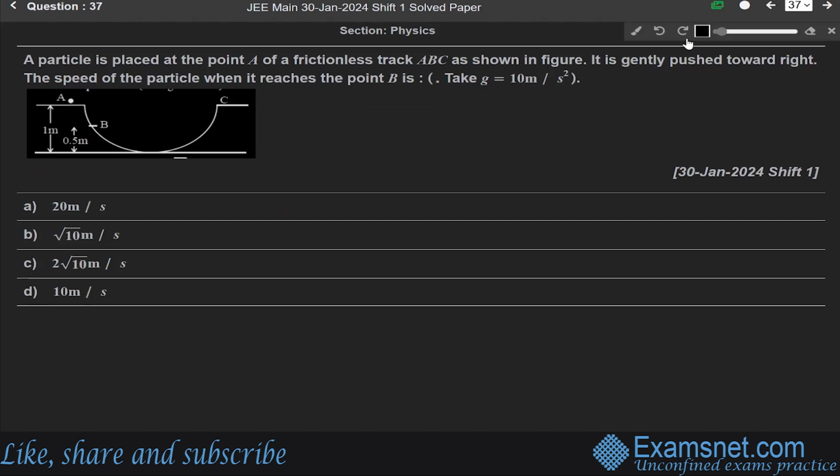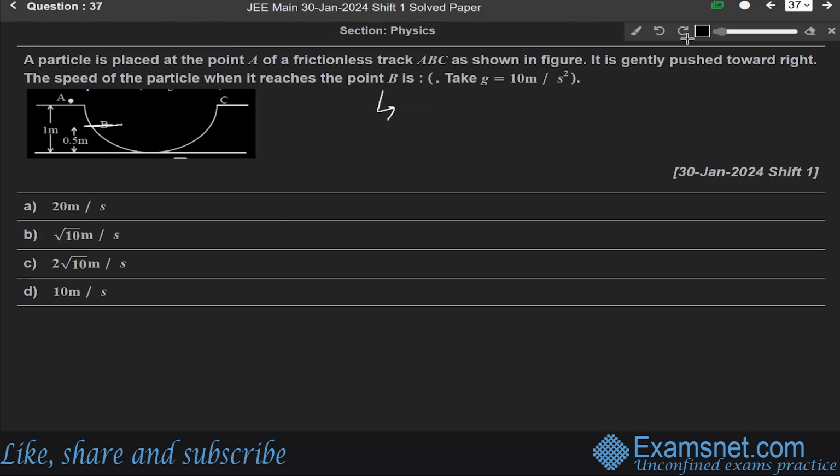Now next question, question 37. A particle is placed at the point A of a frictionless track ABC as shown in the figure. It is gently pushed toward the right. We have to find the speed of the particle when it reaches the point B.